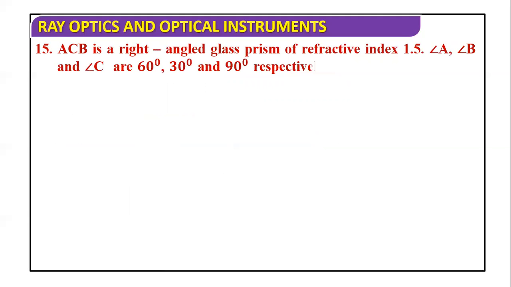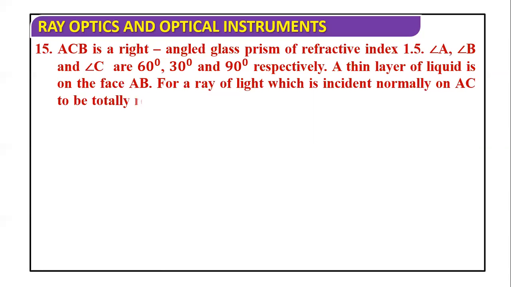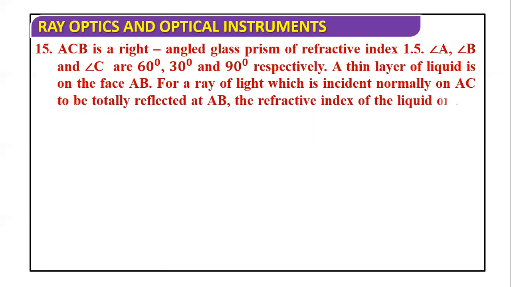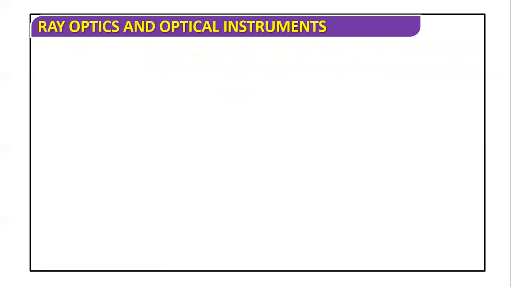Next question. ACB is a right-angled glass prism of refractive index 1.5. Angle A, B, and C are 60, 30, and 90 respectively. A thin layer of liquid is on the face AB. For a ray of light which is incident normally on AC to be totally reflected at AB, what should the refractive index of liquid on AB be?